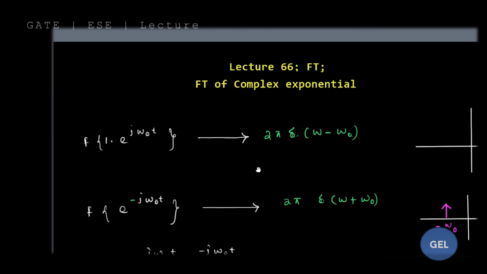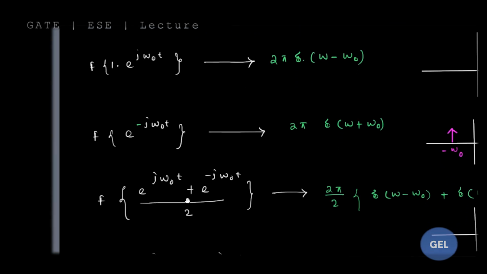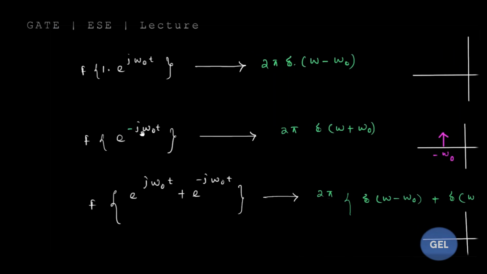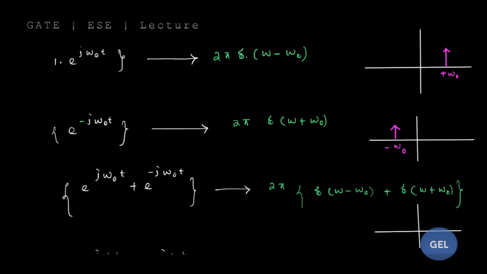Now we are going into something a little bit more conceptual. Look here carefully. We know the Fourier transform of this complex exponential term, and we know the Fourier transform of this other complex exponential term. Now we are going to add both of them. Just forget about the divided by 2. If you add both of them, you will get this kind of expression. Obviously, if you add these two equations, you get this equation. Now let's divide by 2.